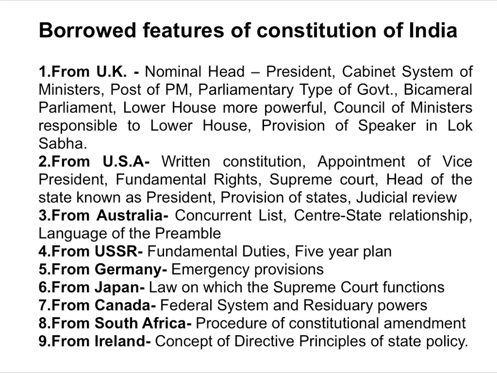3. From Australia: concurrent list, center-state relationship, language of the preamble. 4. From the USSR: fundamental duties, 5-year plan. 5. From Germany: emergency provision. 6. From Japan: law on which the Supreme Court functions. 7. From Canada: federal system and residuary powers. 8. From South Africa: procedure of constitutional amendment. 9. From Ireland: concept of directive principles of state policy.